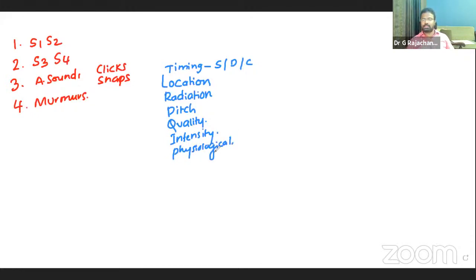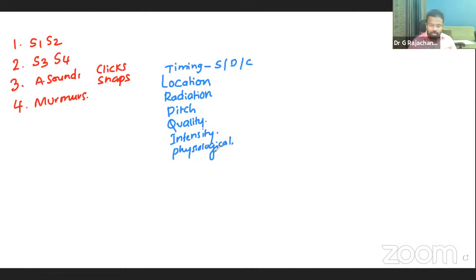Physiological maneuver. That means some murmurs are better audible during inspiration. Some murmurs are better audible during expiration. Some murmurs get intensified when you clench the hands. Some murmurs get intensified when you sit in squatting position. So that's altogether a separate topic called murmurs. We will not be talking about those things.